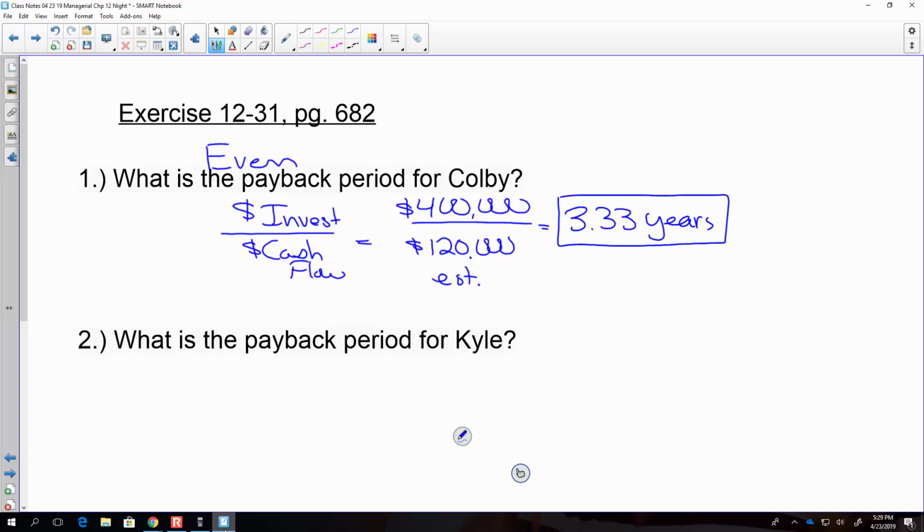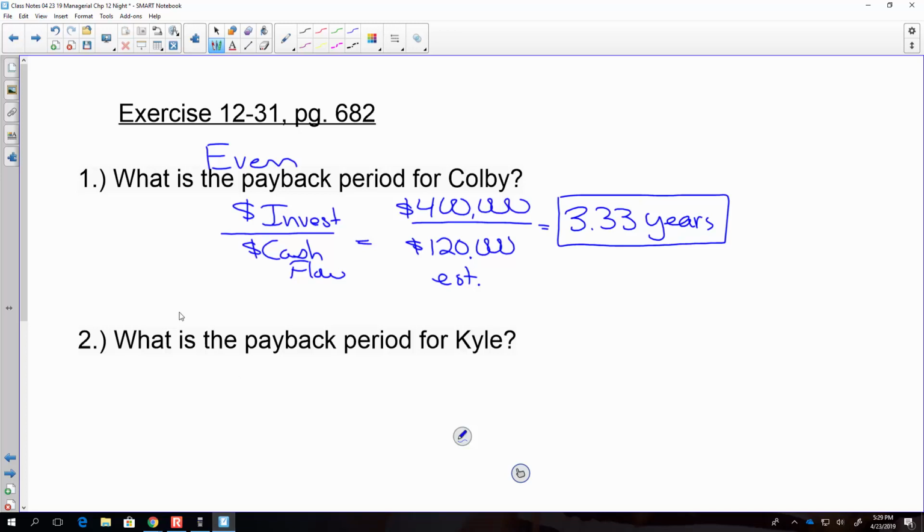Now, be aware with rounding, CNOW is going to have some rounding issues again. If CNOW had asked me, enter this as 1 decimal place, what would your answer be? 3.3, right? Or 2 decimal places. Okay, so be careful with that.